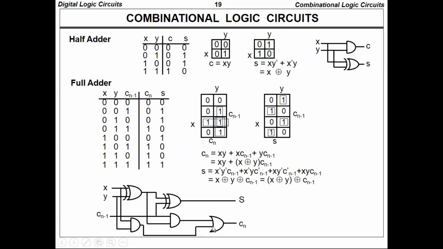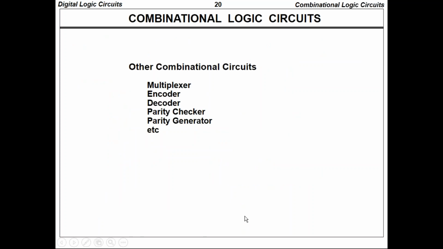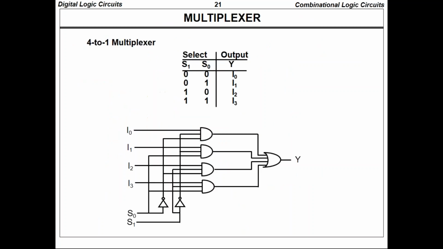So that is why you have to use the OR gate, which contains the Cn carry. And the other combinational circuits will be the multiplexer, encoder, decoder, parity checker, parity generator, and demultiplexer. Other elements whose output depends only on the input are combinational circuits. So here you are having a 4x1 multiplexer.